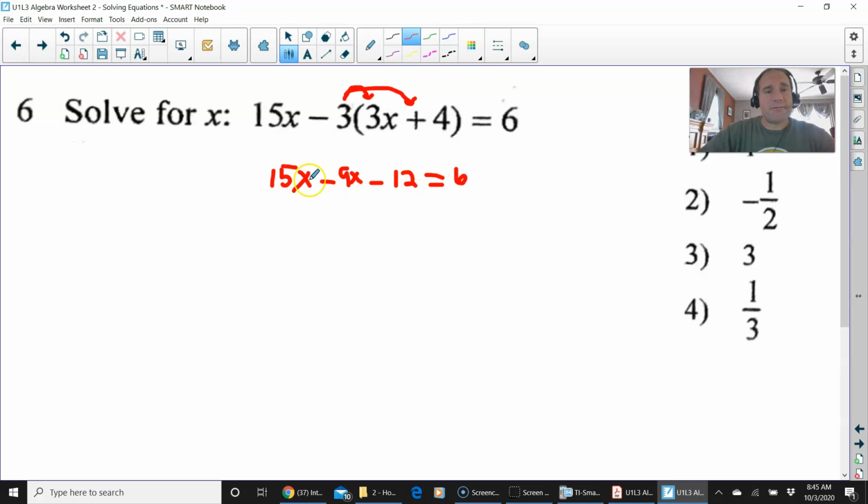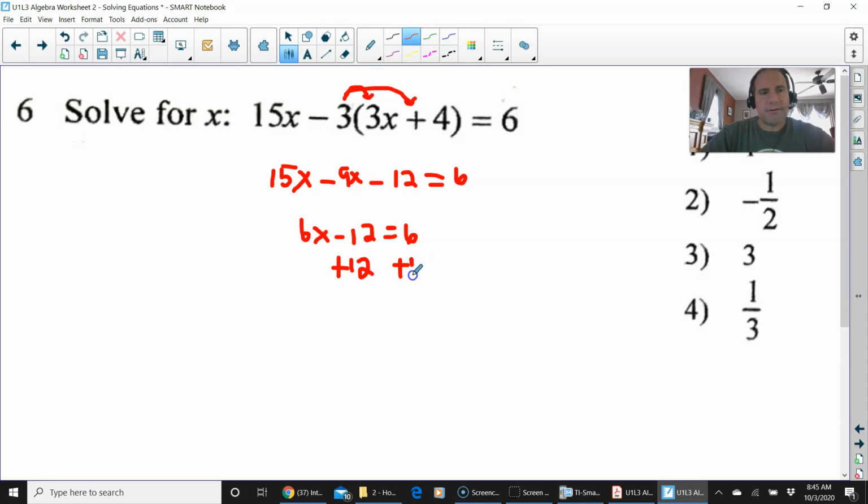So we have three terms. You see how we have three terms on that left side? We have to combine like terms, and that like terms are right here. 15x minus 9x, and that is 6x. Once you combine like terms, just bring everything else down, reset, and now you can just go ahead and isolate the variable using inverse operations.